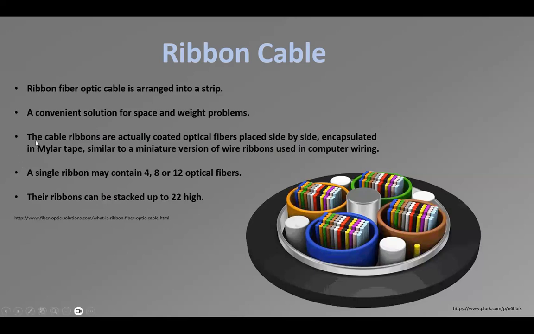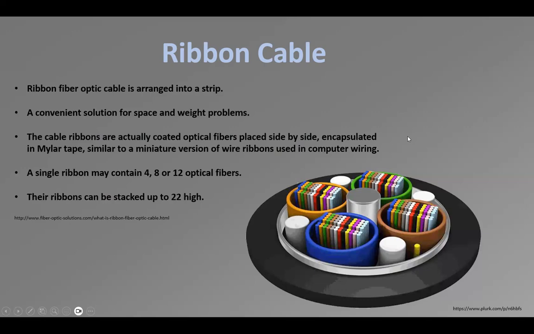Right? The cable ribbons are actually coated optical fibers placed side by side, encapsulated in mylar tape, similar to a miniature version of the wire ribbons used in computer wiring. A single ribbon may contain 4, 8, or 12 fibers, and they can be stacked up to 22 high.